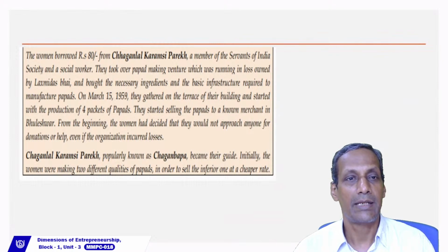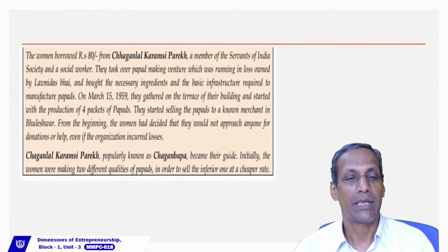On March 15, 1959, they gathered on the terrace of their building and started with the production of 4 packets of papads. They started selling the papads to a known merchant in Bhuleshwar. From the beginning, the women had decided that they would not approach anyone for donations or help, even if the organization incurred losses. Chhaganlal Parekh, popularly known as Chhaganbapa, became their guide.